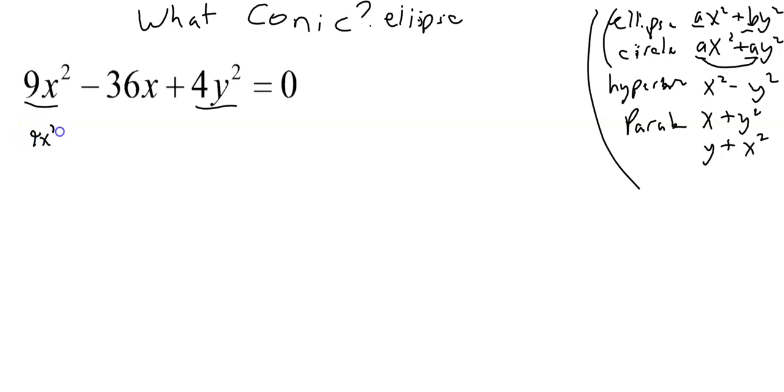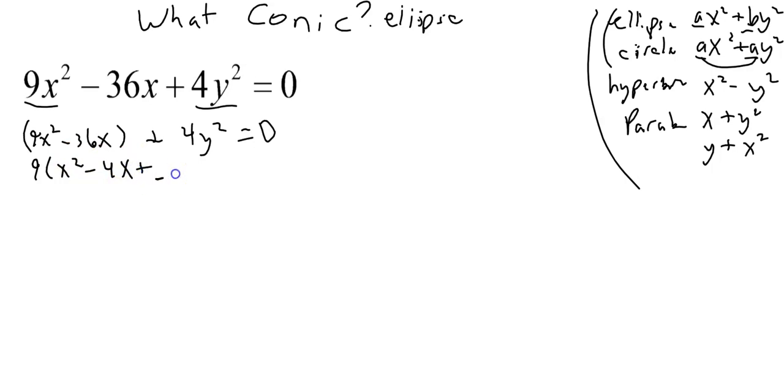So 9x squared minus 36x plus, group the y terms together, well, there's only one, equals 0. To complete the square, I really need the coefficient to be 1 there. So I'm going to pull out the 9, not the GCF, just a 9. 9 times x squared minus 4x plus something, plus 4y squared equals 0 plus something. So you're going to figure out what that something is. It's called completing the square.